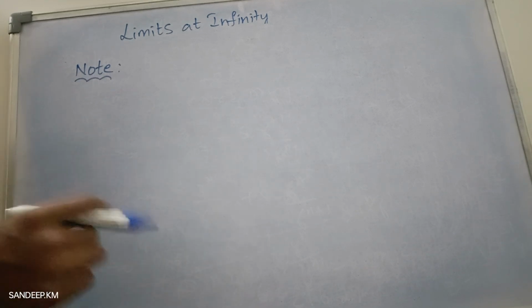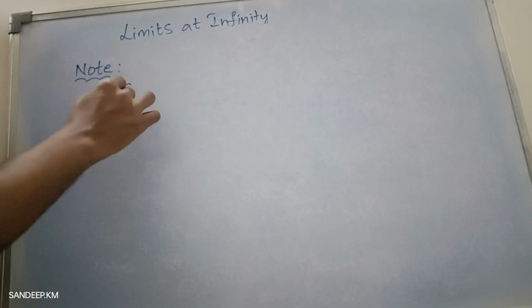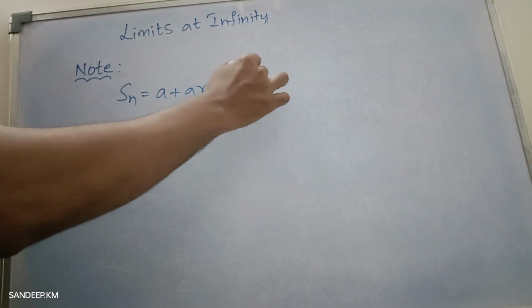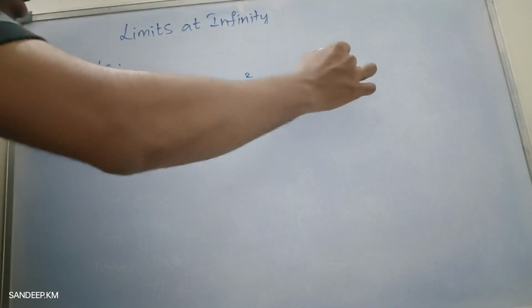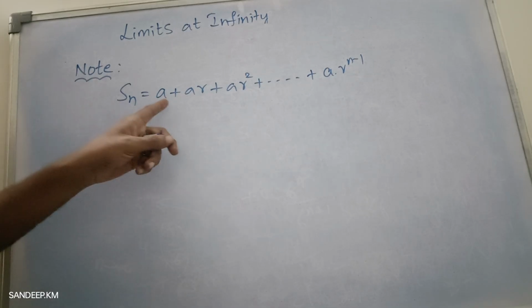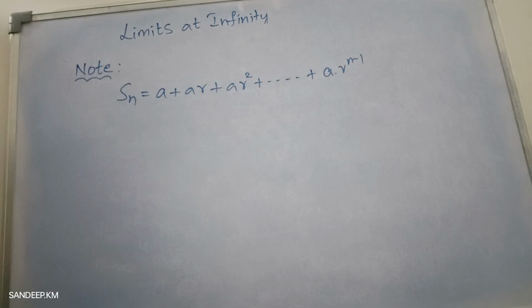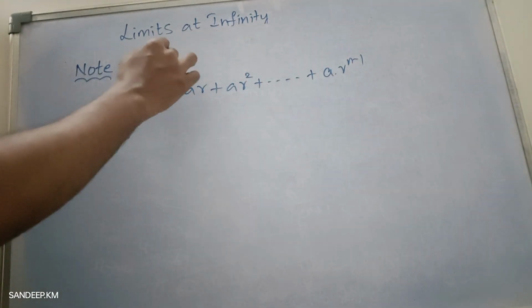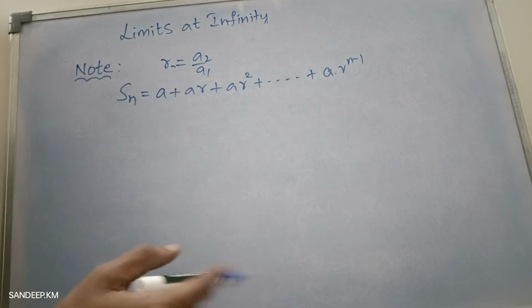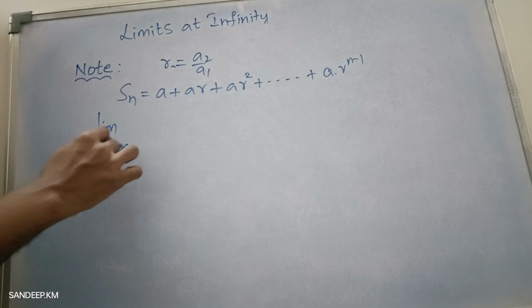Dear students, an important note in GP. So you remember the sum of first n terms in GP, what is it? A plus AR square plus and so on plus A into R power n minus 1. You should have known these concepts already. These are the terms in GP whose sum is given. So Sn is equal to the sum of first n terms in geometric progression, GP, where R is equal to the second term divided by the first term or the third term divided by the second term, whatever you want to take. The question is, what is limit n approaches infinity Sn?